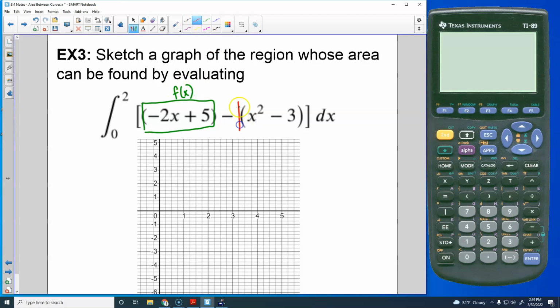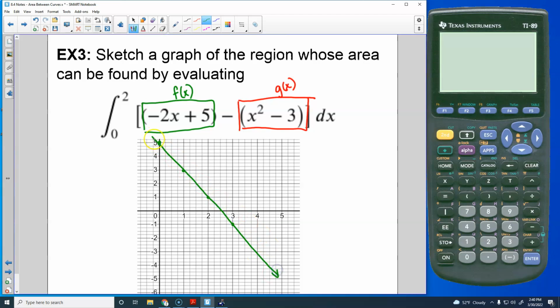And this part right here is your g of x function, which, if this is set up correctly, that f of x should be on the top. So if you graph it, this is just a line, so it's going to be 5. And then we'll go down 2 to the right 1, down 2 to the right 1, down 2 to the right 1. And that's probably enough because you're only integrating from 0 to 2 here.